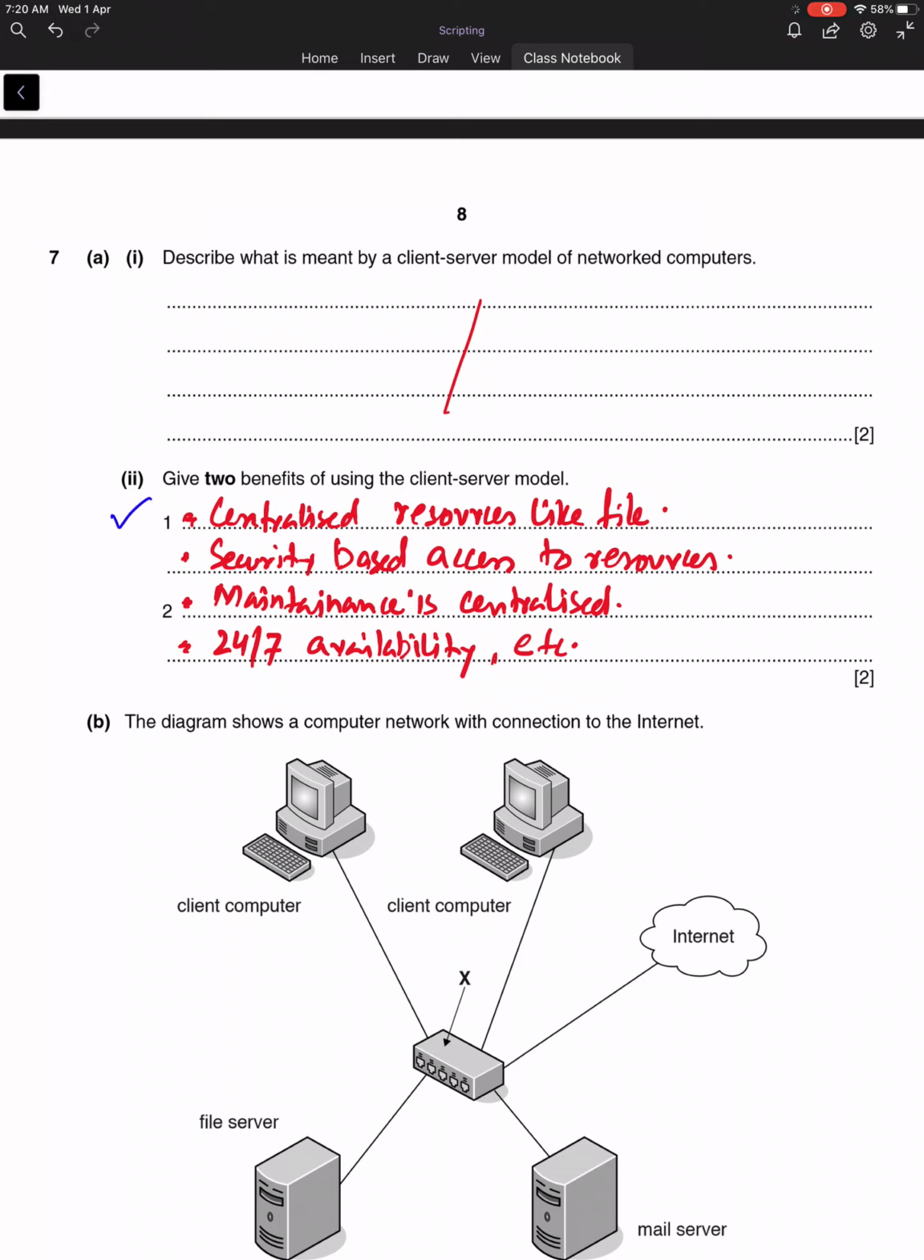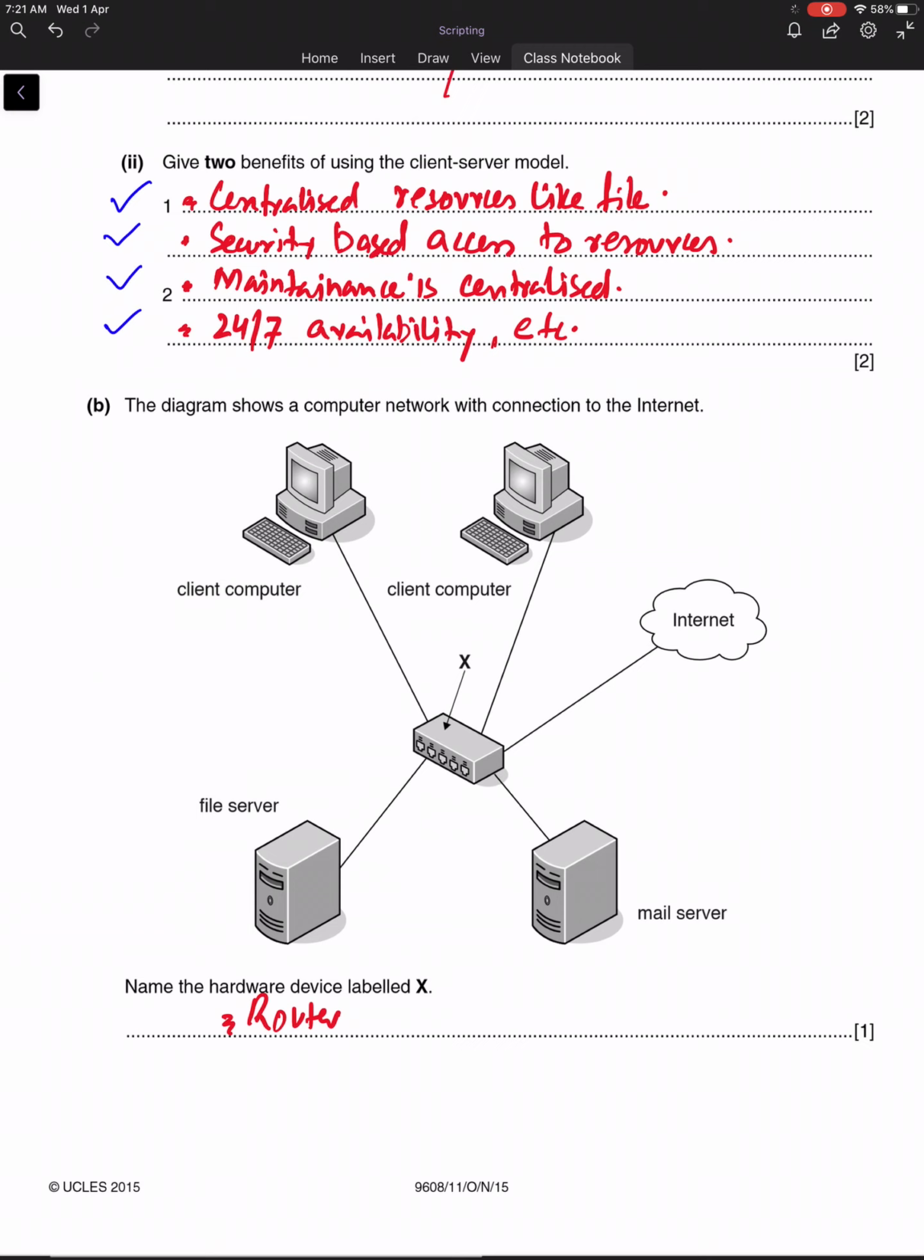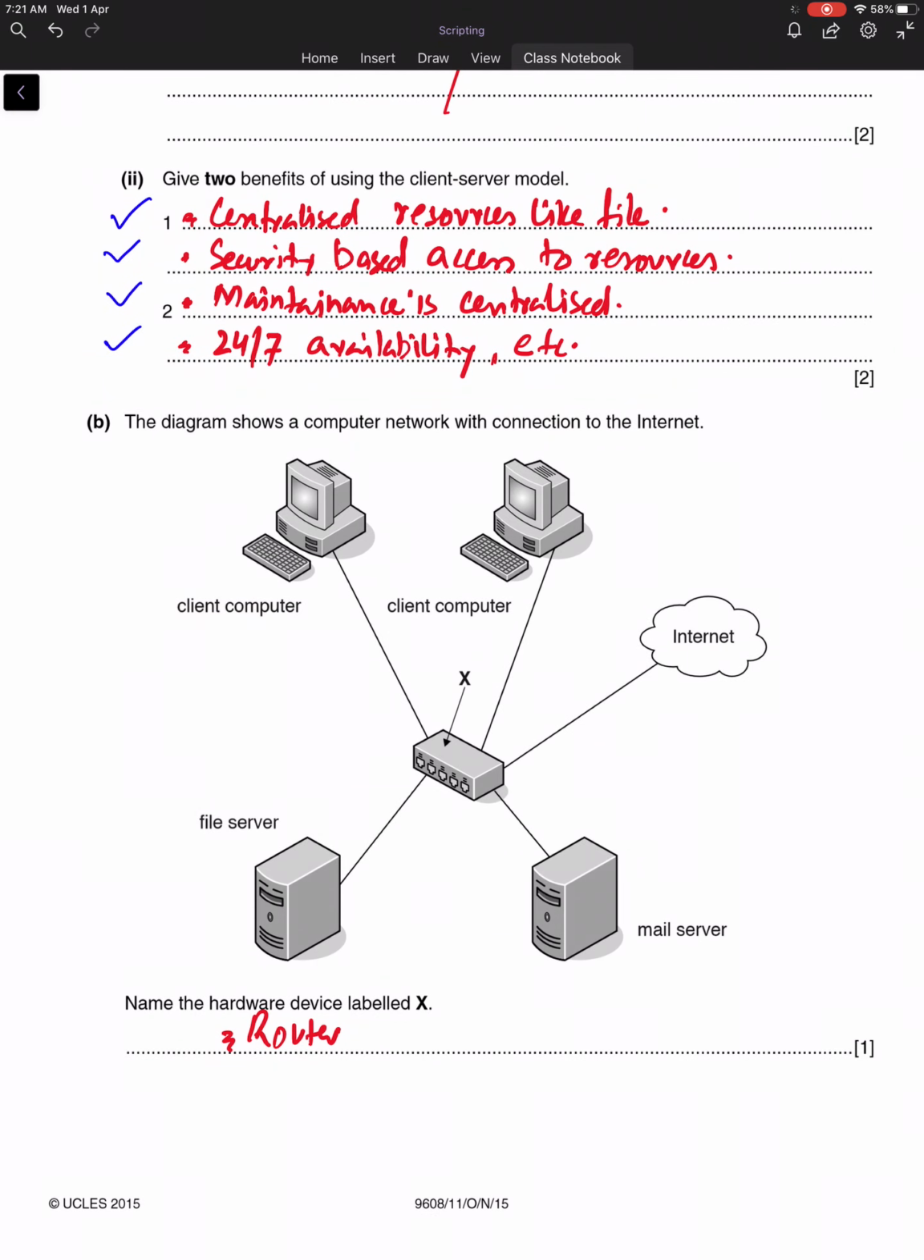All the resources are centralized. Security based access to the resources. It means that those people who have a username and password, they will be getting their data as per the level of data authorization. And maintenance is centralized, and 24/7 availability of the data, etc. These are the benefits of client server model.